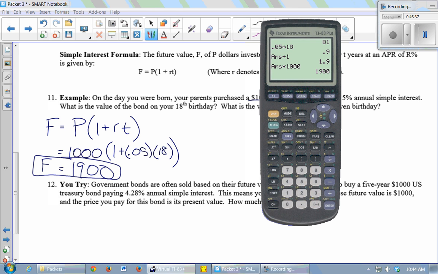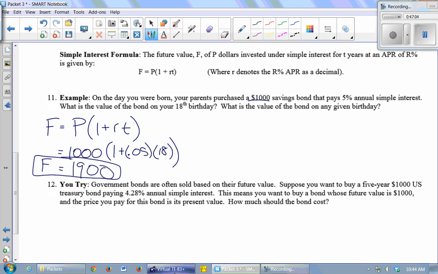Okay. So this is the idea behind investing. You give the government, this is a bond, right? So you give the government $1,000 for the promise that when you take that money back 18 years later, they'll give you $1,900. They give you a 5% rate of return. Only on your $1,000 though. Every year you get 5% of $1,000. All right, so the value of the bond on any given birthday would be your future value is equal to 1,000 times 1 plus 0.05 T on your Tth birthday.